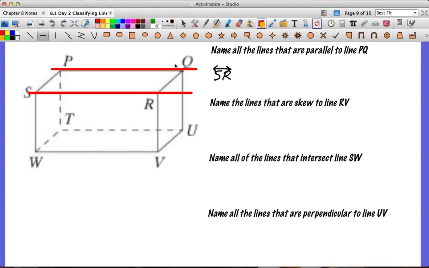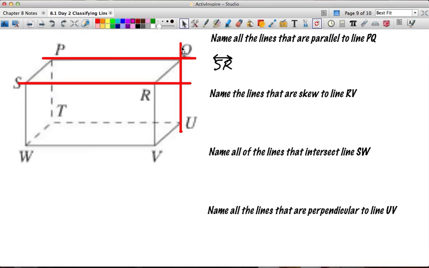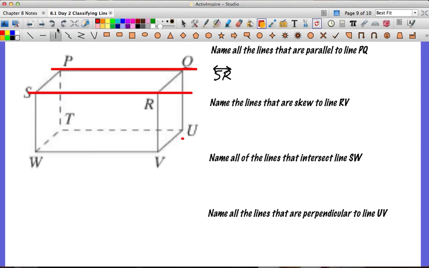And we can do this by trial and error. If I look at line UQ and I go up and down, I notice that the two lines do end up intersecting, which is a big no-no if we're looking for parallel lines. So I know that line UQ is not a possibility. No big deal. We just try again.